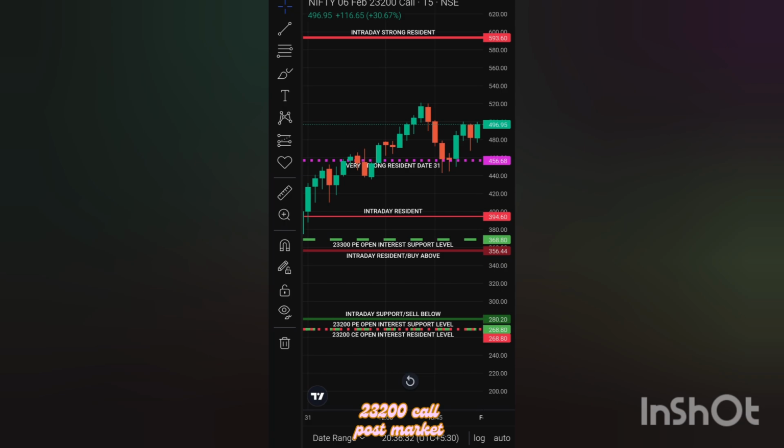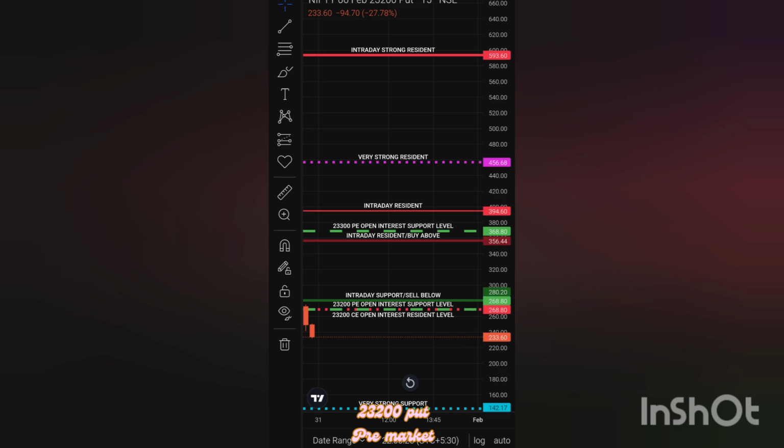23,200 PE, put option analysis. Now, let's talk about the put option. Right from the opening, it struggled to hold above our 456 rupees and 68 paise resistance, and once it dropped below, the selling pressure increased. The most crucial breakdown happened at 280 rupees and 20 paise, which was our marked intraday support level. As expected, after losing this level, the put option fell straight to 108 rupees. This confirms that our levels were spot on.